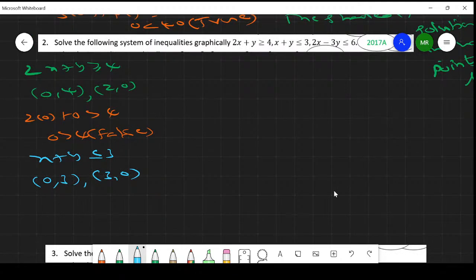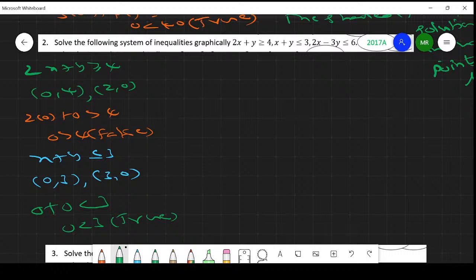If we substitute origin, we get an idea about this. If we substitute origin in this, I can substitute now 0 plus 0 less than 3, 0 less than 3. That is also true. This is the previous one, for this it is true. That means the solution is towards the origin side.